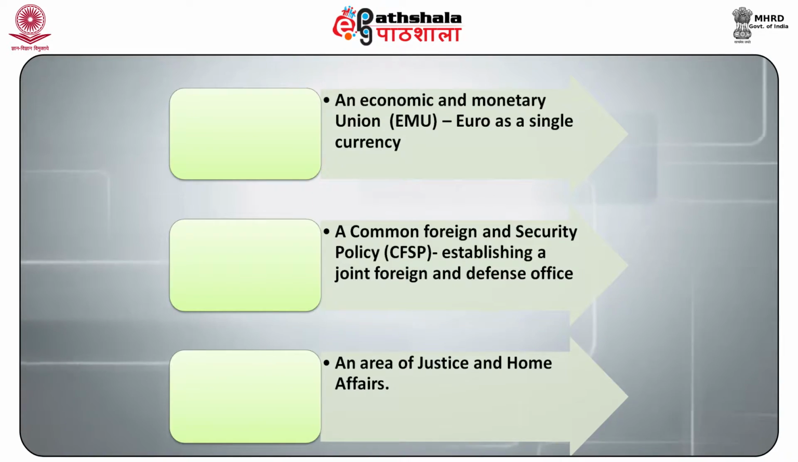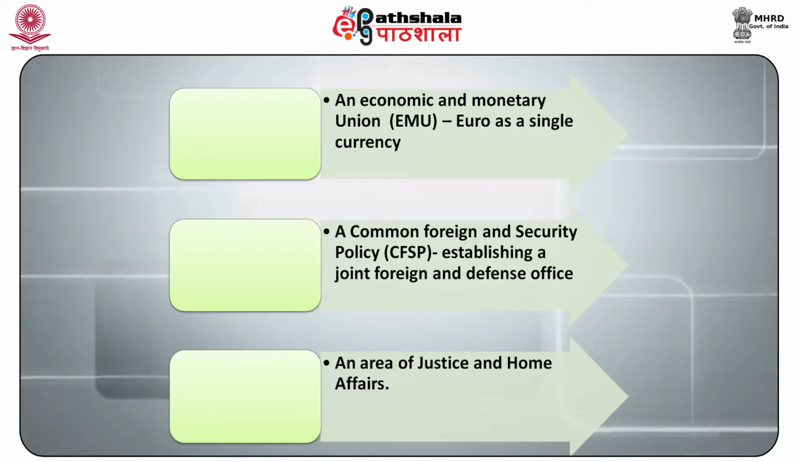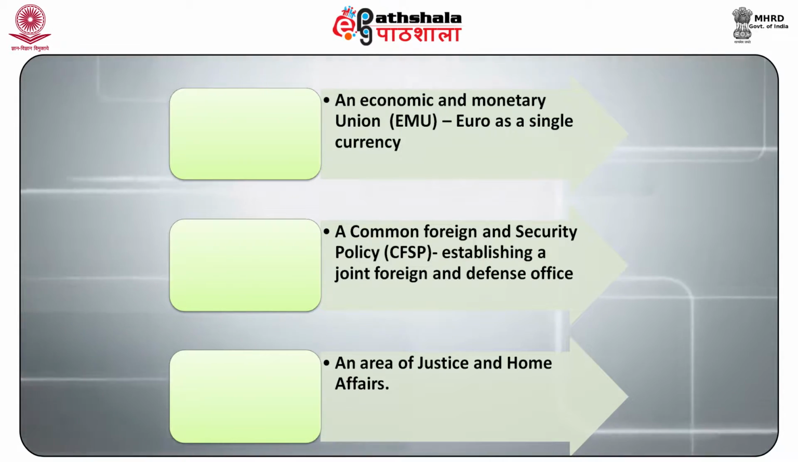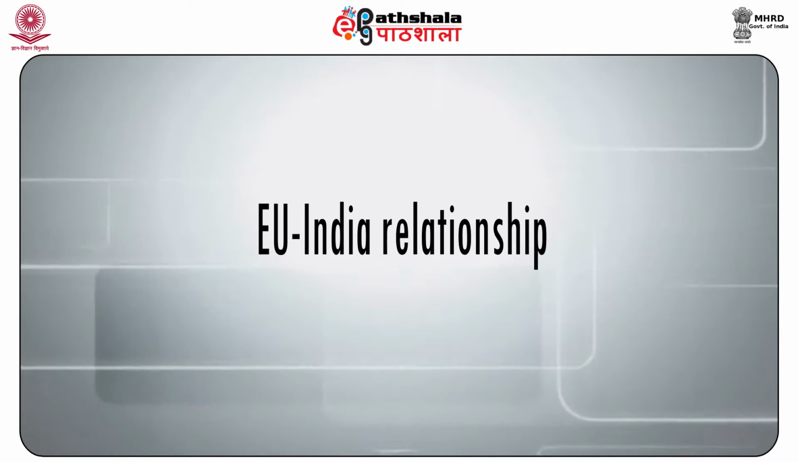Moreover, the treaties over time included the aims of establishing an economic and monetary union, EMU, the euro as a single currency, a common foreign and security policy, CFSP, establishing a joint foreign and defense office, and an area of justice and home affairs. Next is the EU-India relationship.